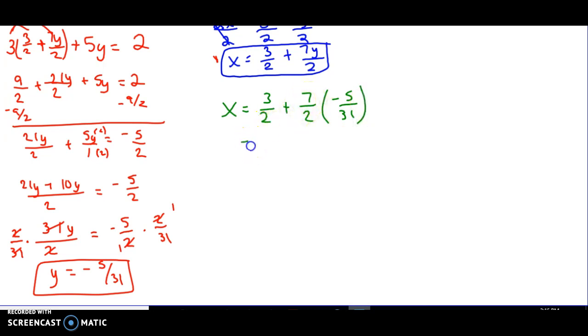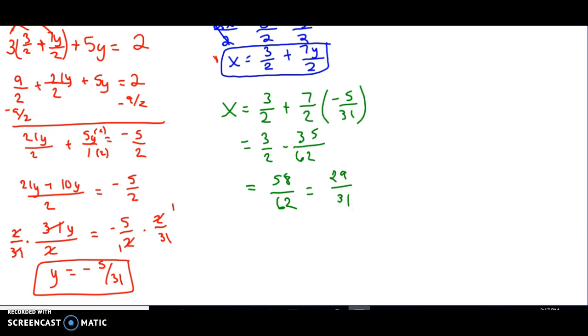So I can go ahead and simplify this to be 3 over 2 plus negative, or we can go ahead and change that plus sign to minus, 35 over 31 times 2 gives 62. So then we have to find common denominators and multiply these two things. If we simplify this, we'll get 58 over 62, which reduces down to 29 over 31.